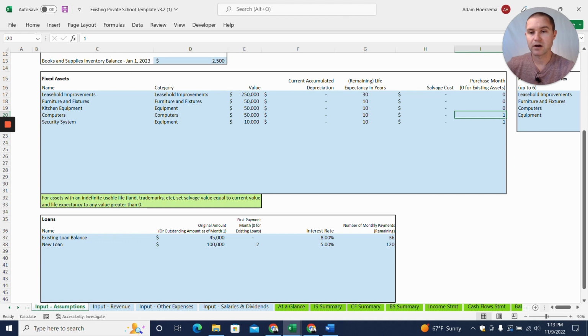Now, I should mention, for assets that are already on the balance sheet, that are already existing, you want to put month 0 here. For assets that you intend to purchase in the future and you want to forecast, you can put month 1 or any month into the future.